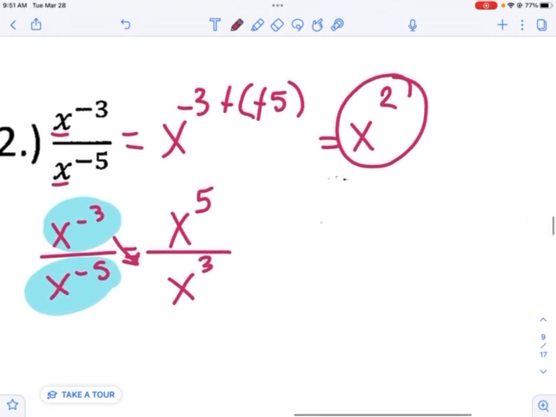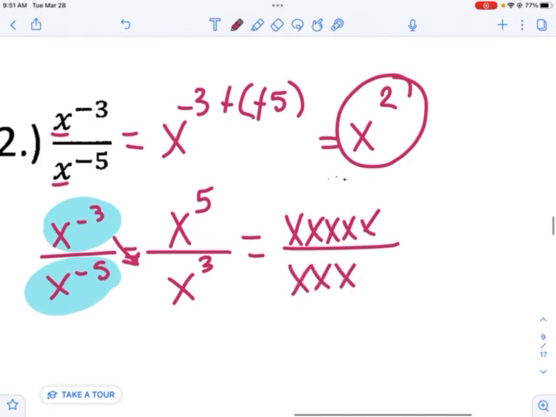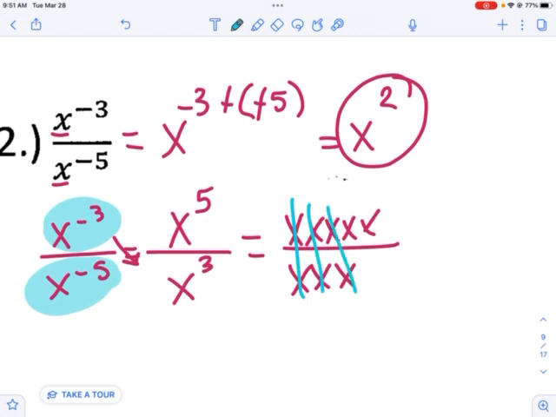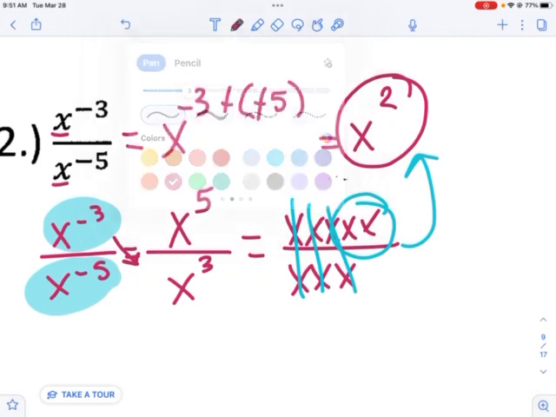And I can expand that if I would like to. I could say 1, 2, 3, 4, 5, and 1, 2, 3. And I can say cancel, cancel, cancel. Oh, I have the same exact answer, x squared in the numerator. So a couple different ways that you can solve these.